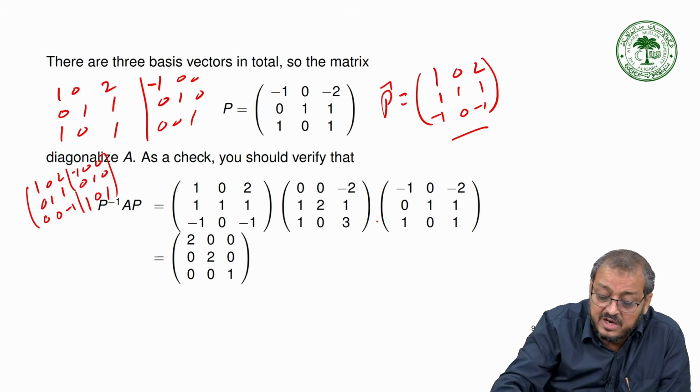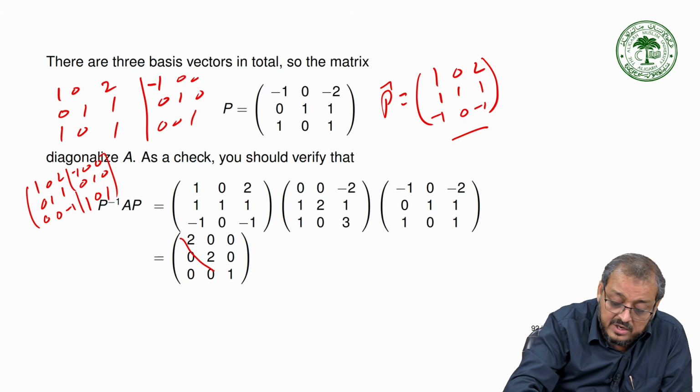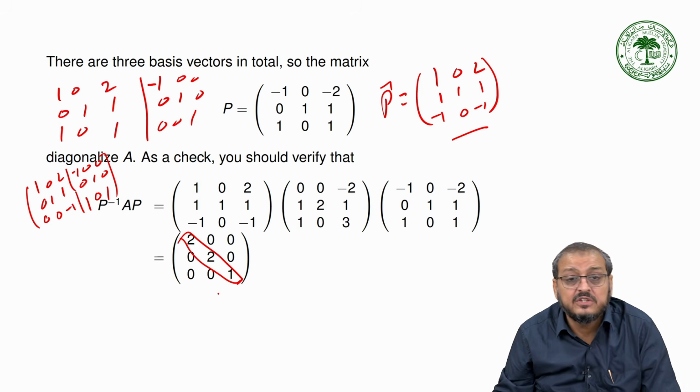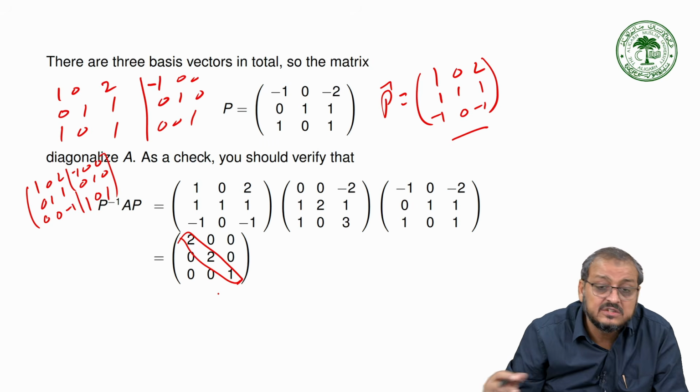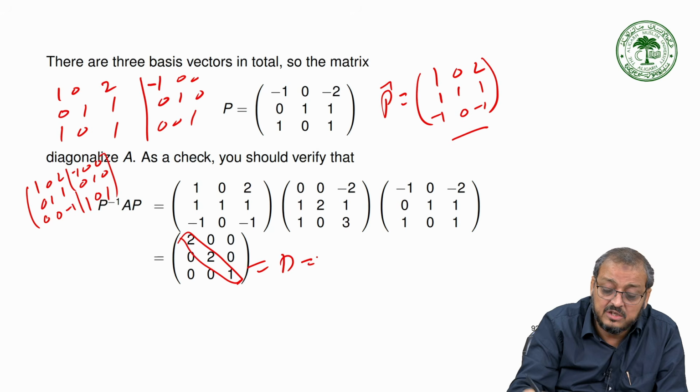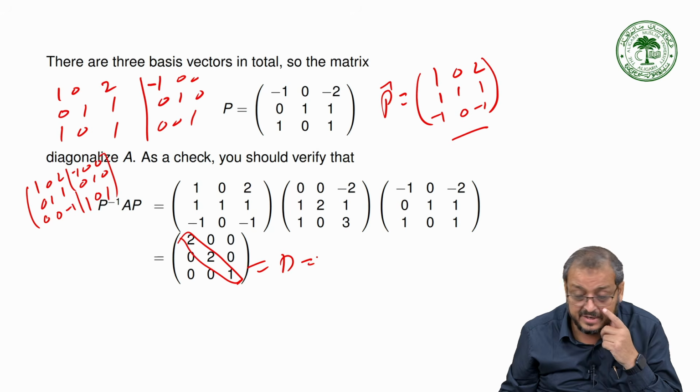Now if we multiply it by these two, check what you get: the diagonal elements. So clearly we can say that this is our D, and D is nothing but the diagonalization.